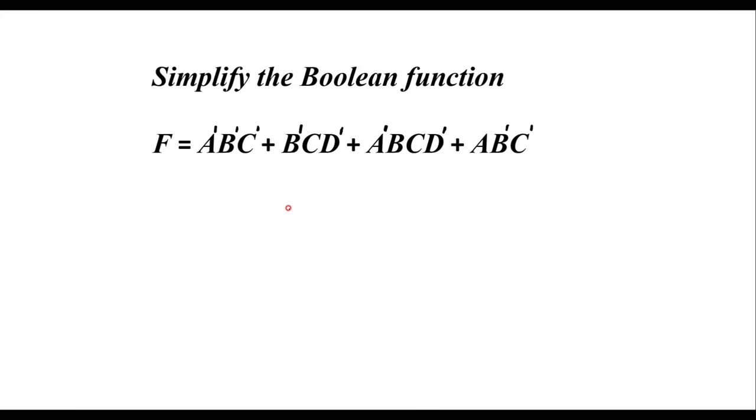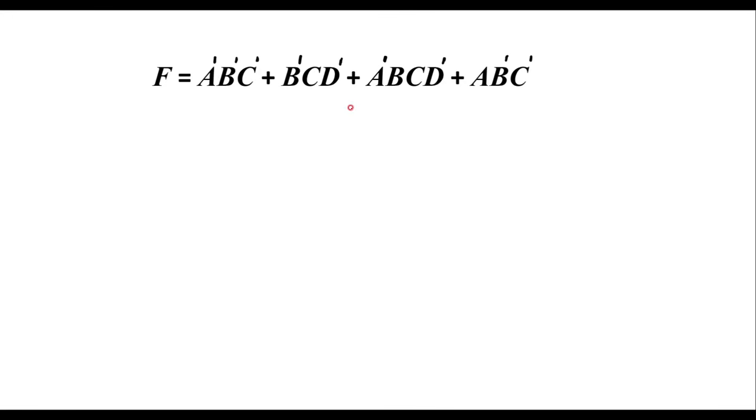In this video, I'll simplify one given Boolean expression using K-map. Simplify the Boolean function f is equal to a' b' c' plus b' c d' plus a' b c d' plus a b' c'. I will try to simplify this using the Boolean function. So this is the given function.